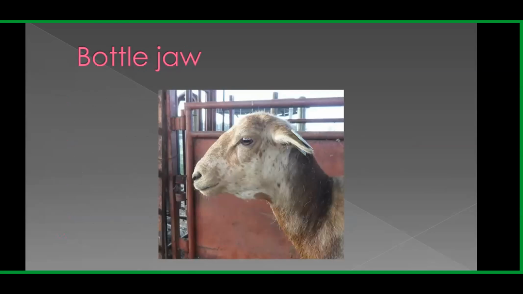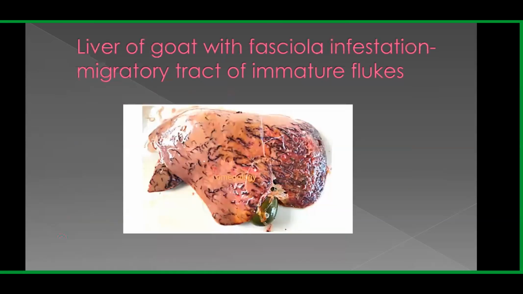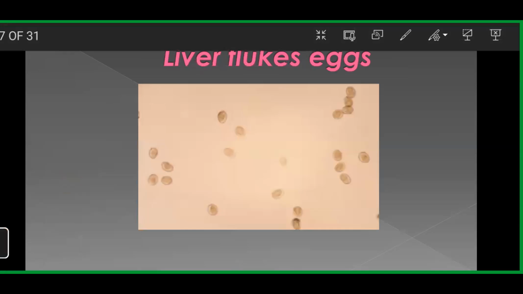Here we can very clearly appreciate the swelling under the lower jaw. So this is the Haemonchus contortus worm and the egg. This is a liver with Fasciola infestation. This black thing, you can appreciate, is the migratory tract of the immature fluke, and wherever the immature fluke has migrated, it leaves a bleeding border, and there will be dark discoloration of the liver. After fecal sample examination, we can appreciate the liver fluke eggs.